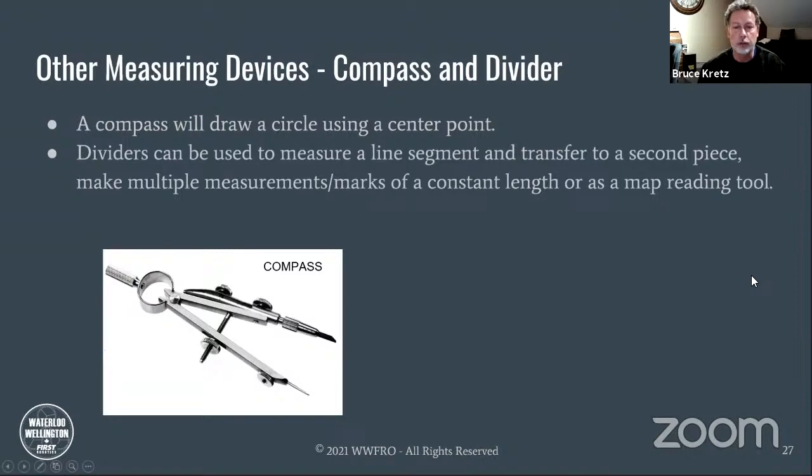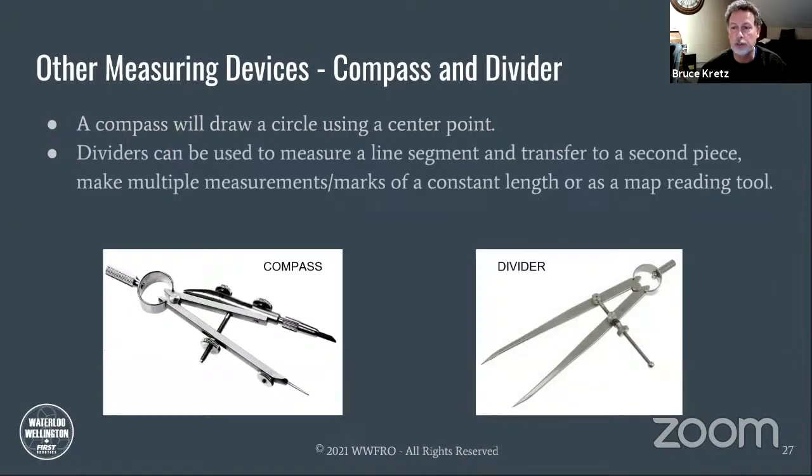Dividers can be used to measure a line segment and transfer it to a second piece, make multiple measurements, marks of a constant length, or as a map reading tool. Once again, similar to a compass and not used terribly often, but you need to know what they are. Now, the divider will also scribe or scratch a circle. It can be used that way as well, instead of a pencil.